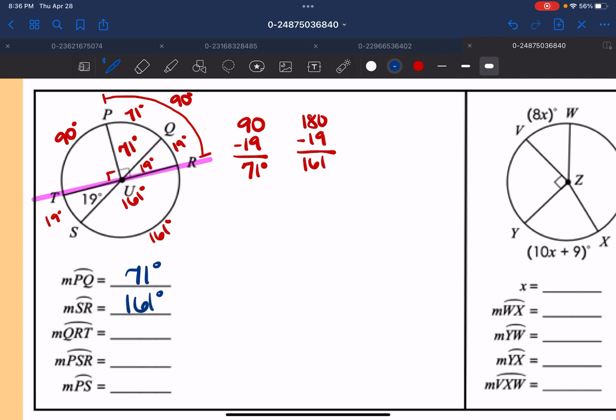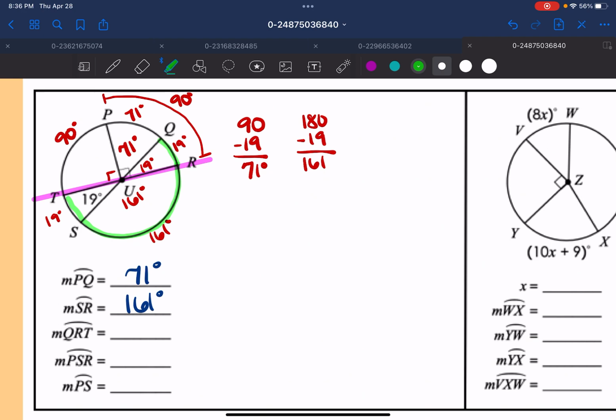The next one is 3 letters, so we have to decide, is it going to be a major arc or is it going to be a semicircle? So let's highlight it. Q to R to T, and because it's an arc, we have to stay on the edge of the circle. We cannot jump through the circle. You have to stay on the edge. So we're going to start at Q, go to R, and keep going till we get to the T.